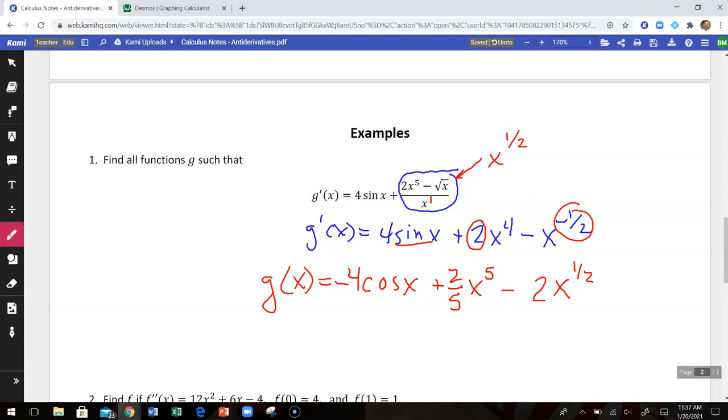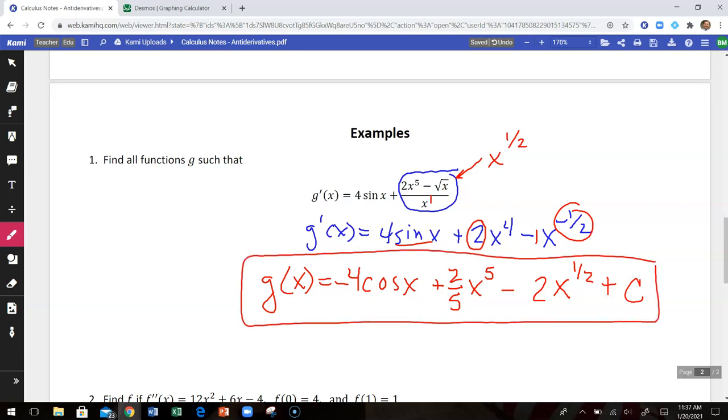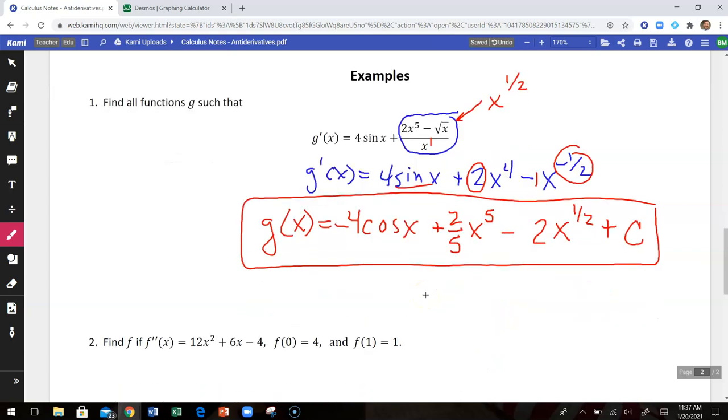And again, you could check this by doing the derivative. If you took negative 2 times 1/2, that would give you negative 1, and then subtract 1 from the exponent. So 1/2 minus 1 would give you negative 1/2. And then again, I'm going to put plus c because there could be a constant added to that as well. Okay, so there's our antiderivative. So if we have g prime, we can work backwards and get g.